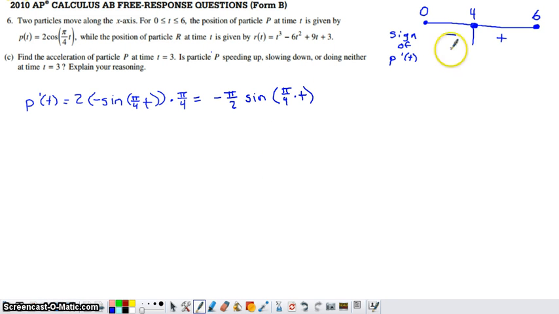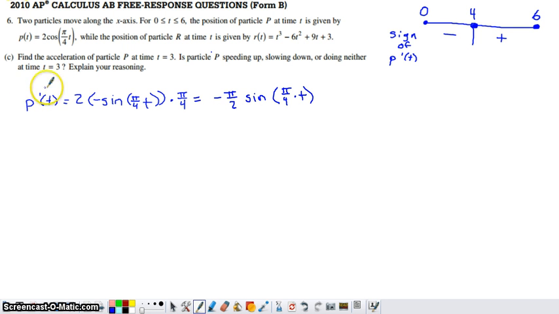So I've copy and pasted a little bit of the work that we had done in a previous video in part B. This is a sign chart that we made for the derivative of P. The velocity of particle P is negative from 0 to 4, and then it's positive from 4 to 6. And this was the derivative of P, or the velocity function for P. I cleaned it up a little bit. This was the initial form we had from using the chain rule, and then I multiplied the -1, the 2, and the pi by 4 together to get negative pi by 2 as the coefficient of the sine function.